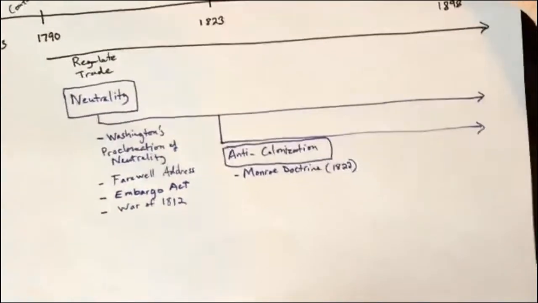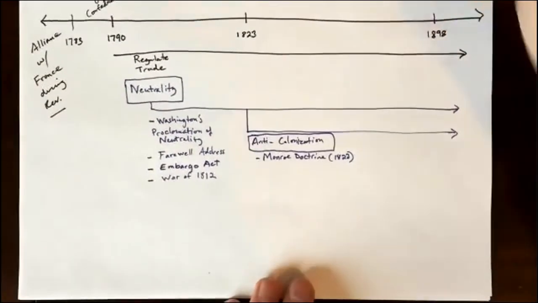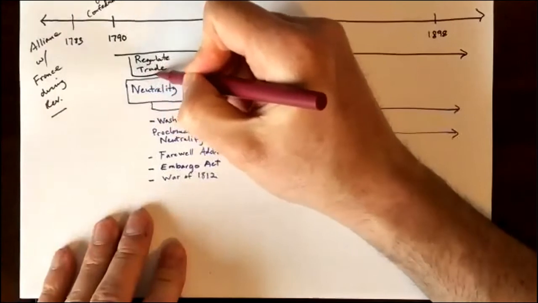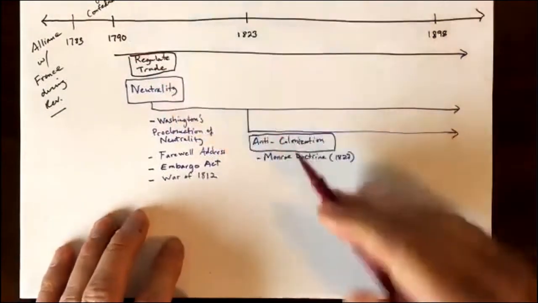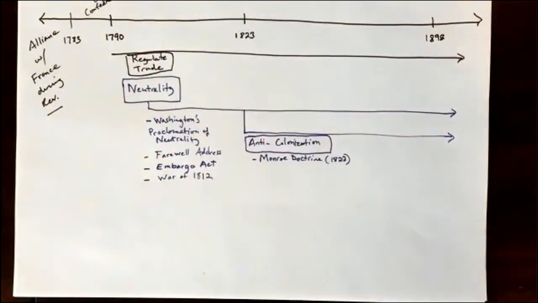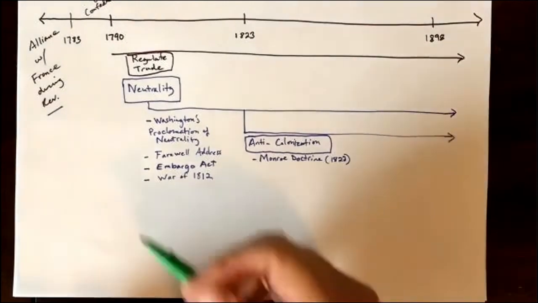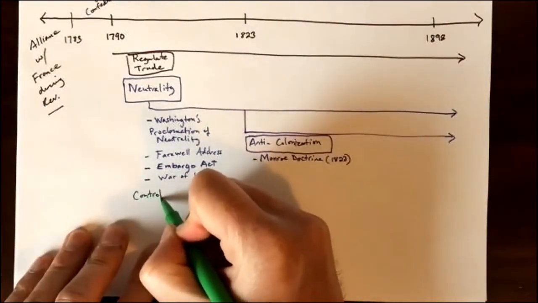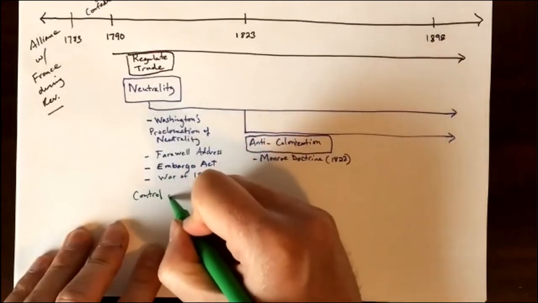Okay, so we've got these two important stories that are forming so far. We've got the regulation of trade that's ongoing. We've got this American commitment to neutrality that's also happening during this time period. We're going to get to our next story, and our next story is connected to what we just talked about earlier today, which is control over Native Americans.